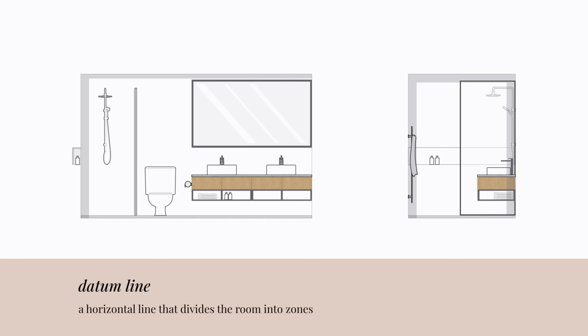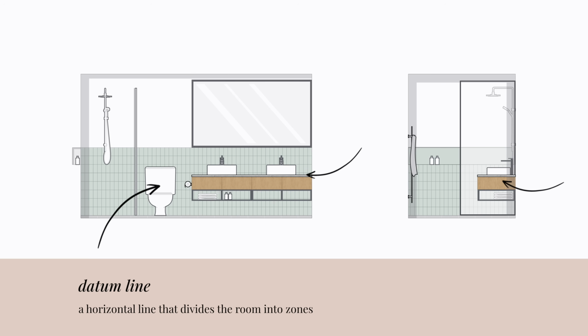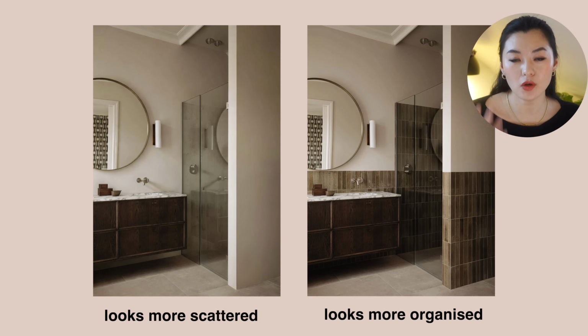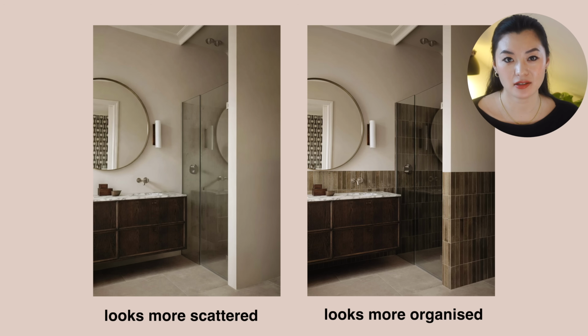A datum line is a horizontal line that divides the room into zones, usually a top half and a bottom half. And when you have this line, your brain reads all of the fixtures at random heights in the bottom half as one visual group. Without that dividing line, every fixture is just floating independently at its own height. Your eyes treat each one as a separate element and bounce around trying to make sense of them. But when you divide the room with a datum line, the room suddenly feels a lot more organized and a lot less random. And once you realize this, you can't unsee it.